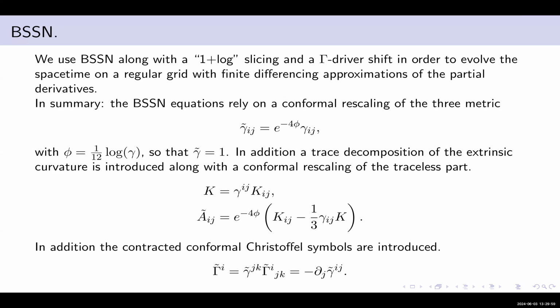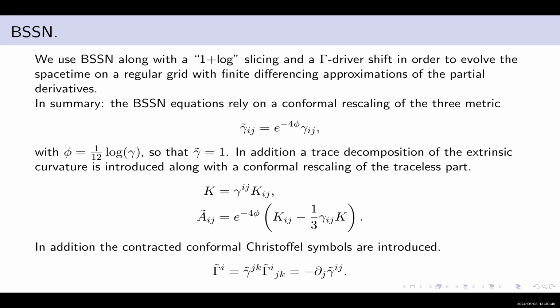So now we come to BSSN. We treat BSSN like any other code. We put it on a grid and we use finite differencing. Well, not everybody does that, and it's not necessary, but that's what we do. We use the standard 1+log slicing and gamma driver shifts that are used everywhere else. But just to summarize the equations, in the BSSN equations you introduce the conformal metric, which is e to the minus 4 phi times the physical metric, so that the determinant of the conformal metric is 1.